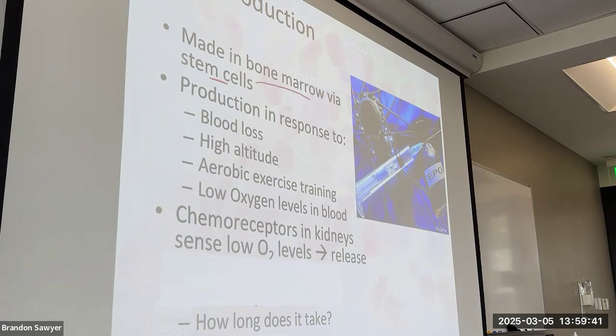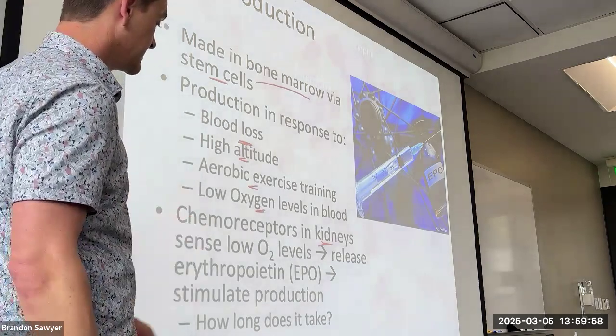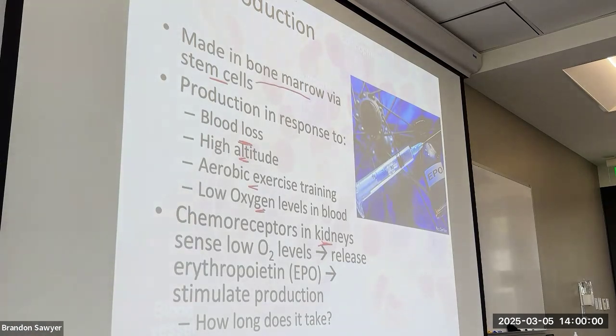And production will increase when we have things like blood loss, high altitude, or exercise, anything that causes a little bit of lower oxygen levels in the blood. That is going to be sensed by the kidneys. So the kidneys will detect when we have low oxygen. That causes the kidneys to release a hormone called EPO, or erythropoietin. And that goes to our bone marrow and stimulates the cells there to start producing more red blood cells.